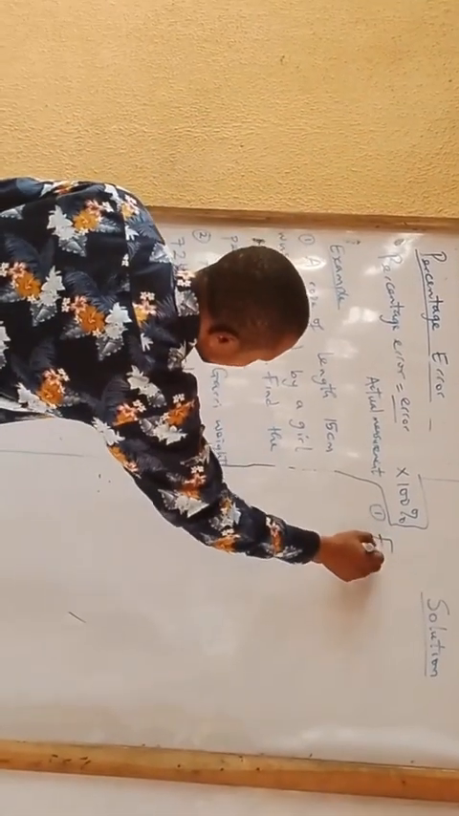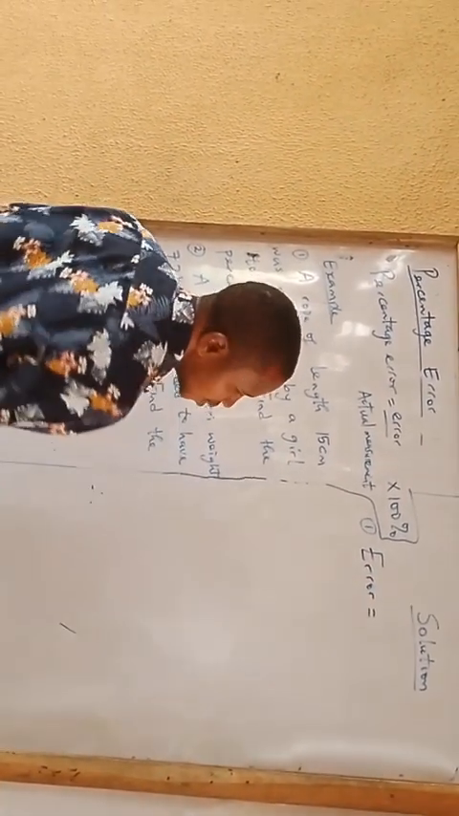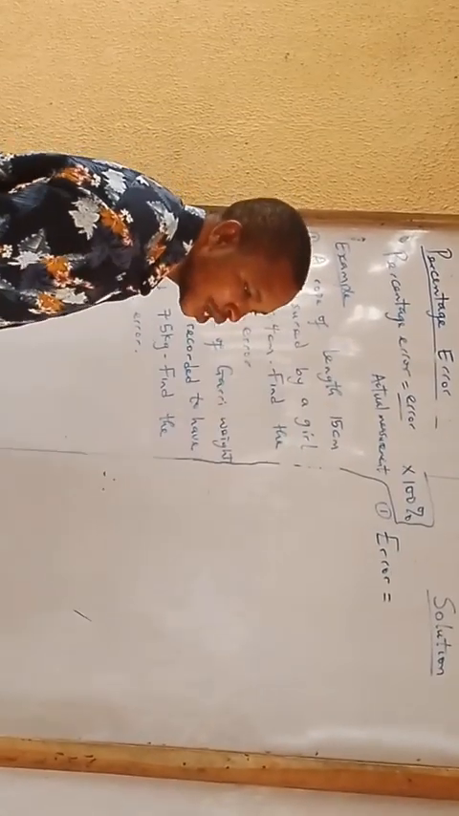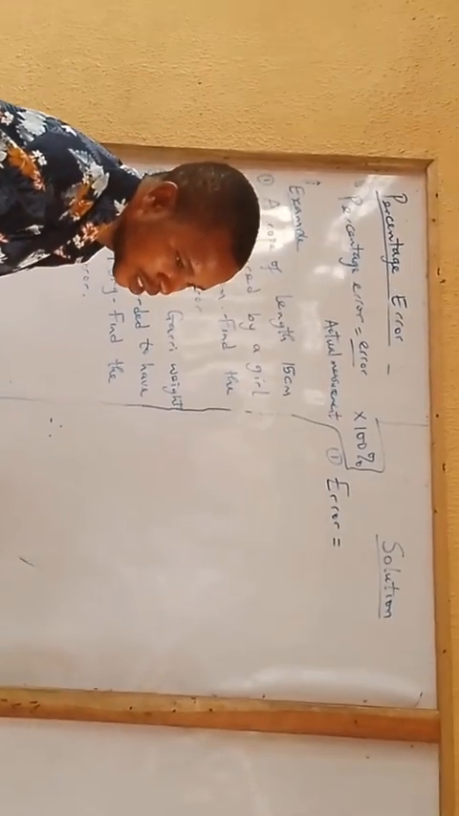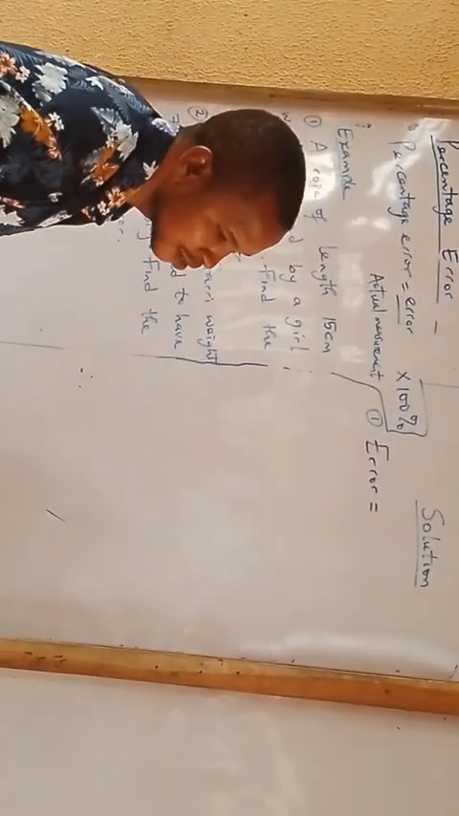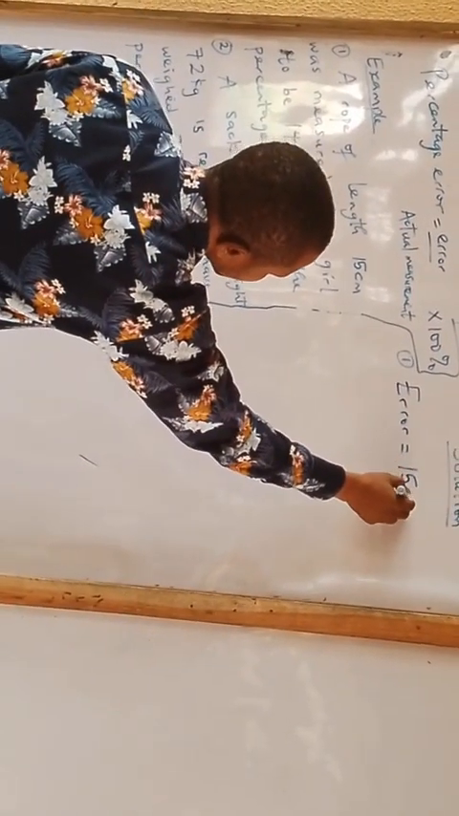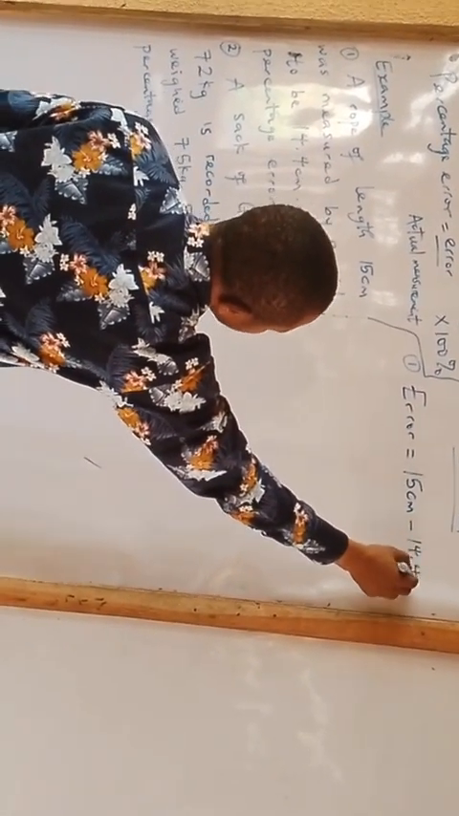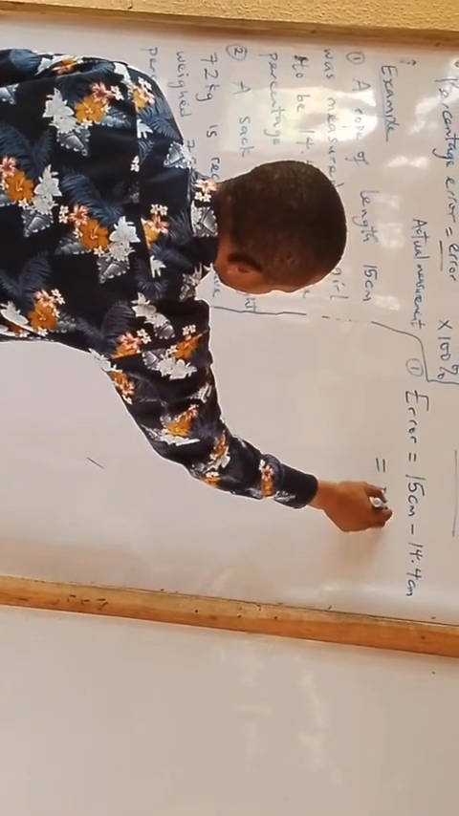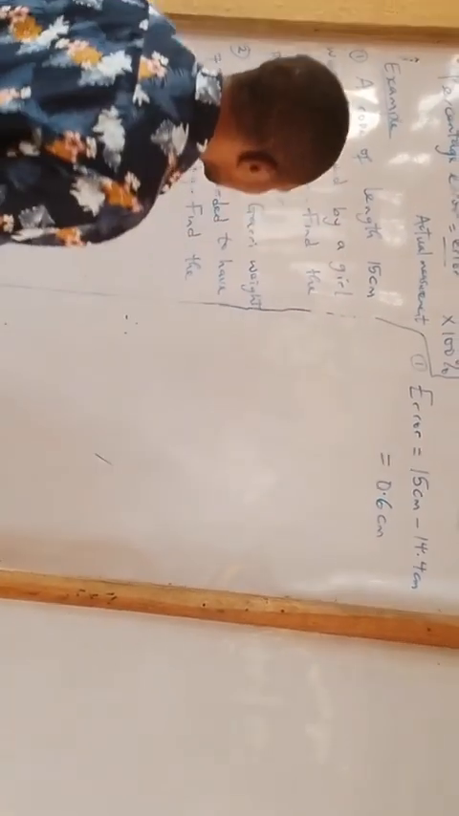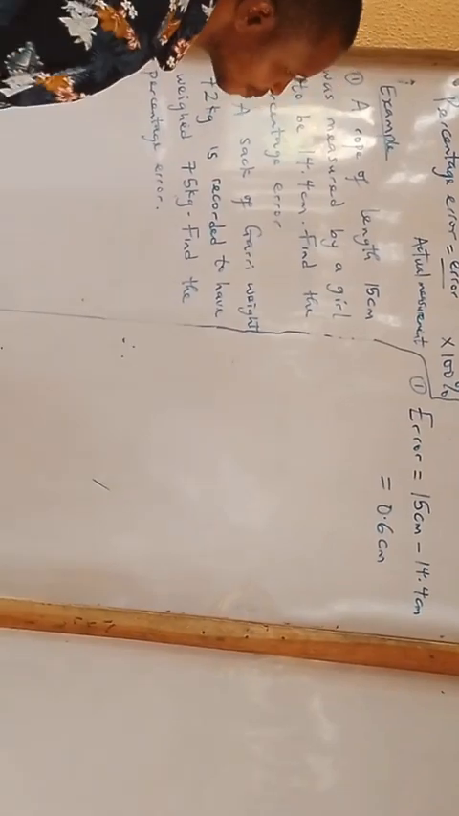And take note, error cannot be negative. Error might be actual measurement minus wrong measurement, and it can also be wrong measurement minus actual measurement. So we are going to have error to be 15 centimeter minus 14.4 centimeter, which will give us 0.6 centimeter. The question asks us to find the percentage error.